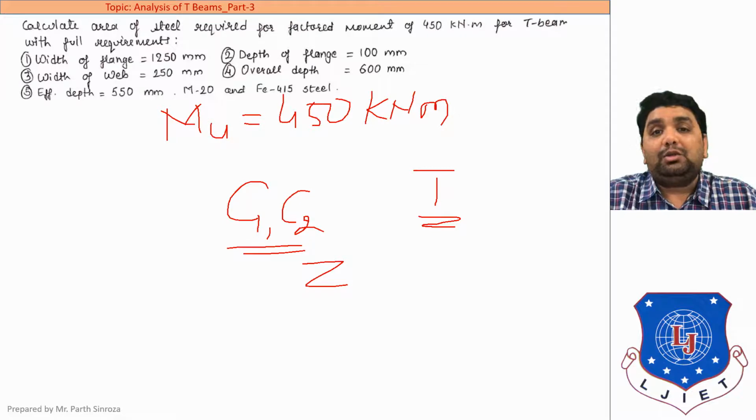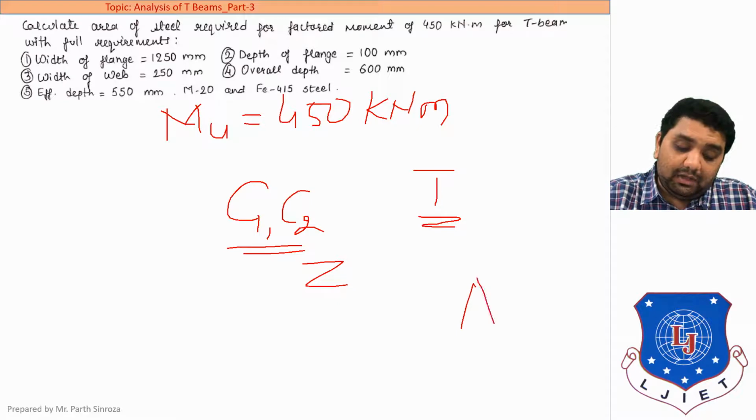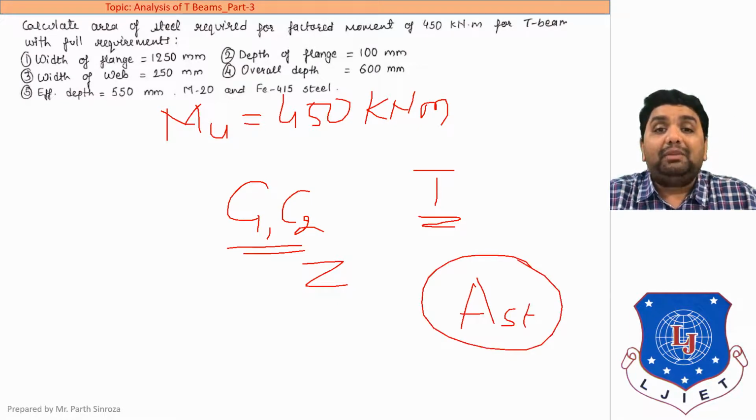First, basically look into the question. What is being asked? We are asked to find the area of steel. Now, area of steel, that means we are to find AST. We have to find the term AST.